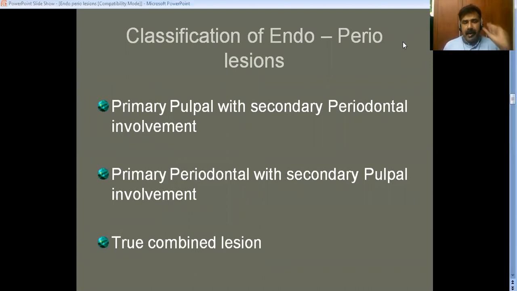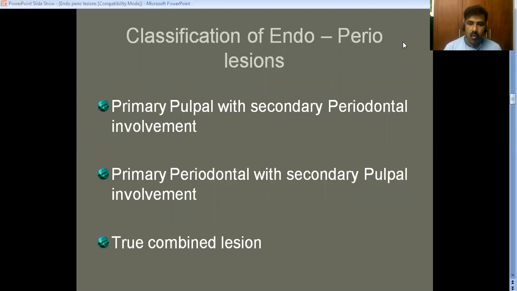Now, one is primary pulpal with secondary periodontal involvement. In this, you know that the lesion is of pulpal origin, and through different communications, the inflammation spreads from within the confines of the root canal system to the surrounding periodontium, right? Second is the opposite, primary periodontal. So you have a periodontal pocket, and then through the different communications, the lesion extends into the pulp. So that is a primary periodontal with secondary pulpal involvement.